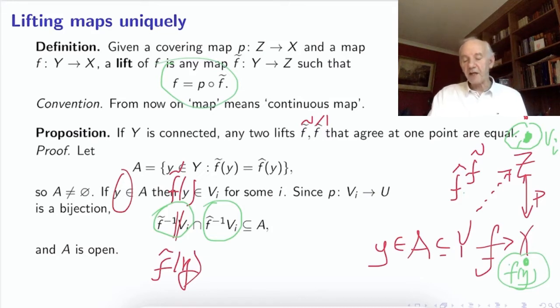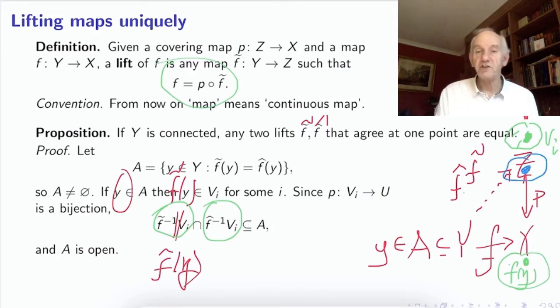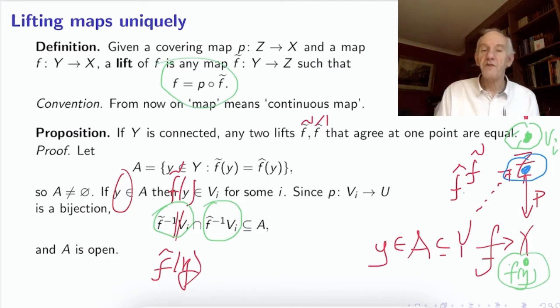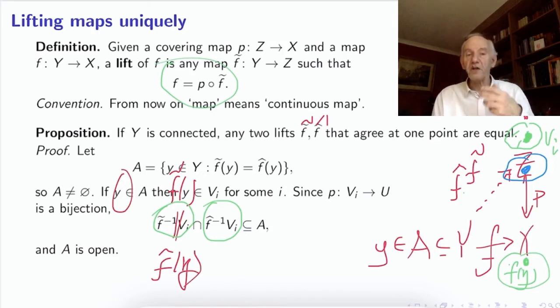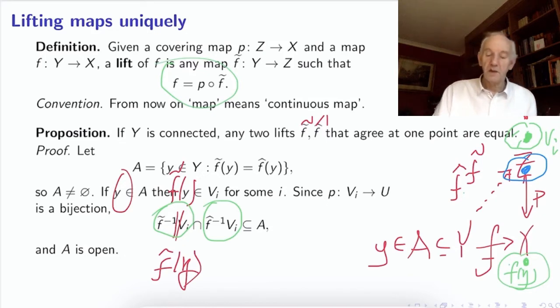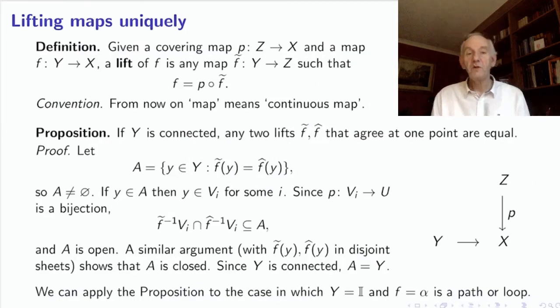and one image is in another of these sheets. And then by taking the inverse image of those two disjoint sheets, you'll show that in fact we can also put an open set in the complement of A. So the set A at this point is both open and closed. But if it's both open and closed and it's non-empty, that contradicts the fact that Y is connected. So that is somewhat technical, but that is the argument that explains why any two lifts, if they agree at one point, agree everywhere.